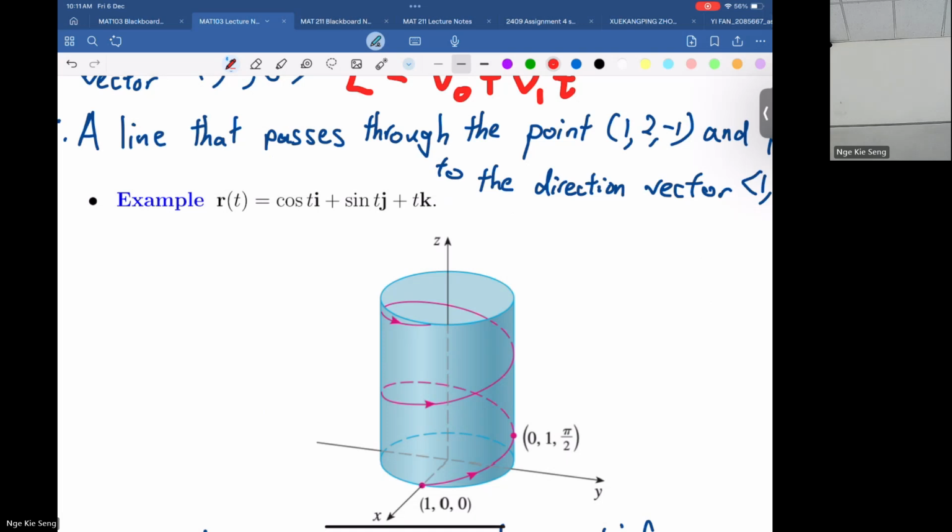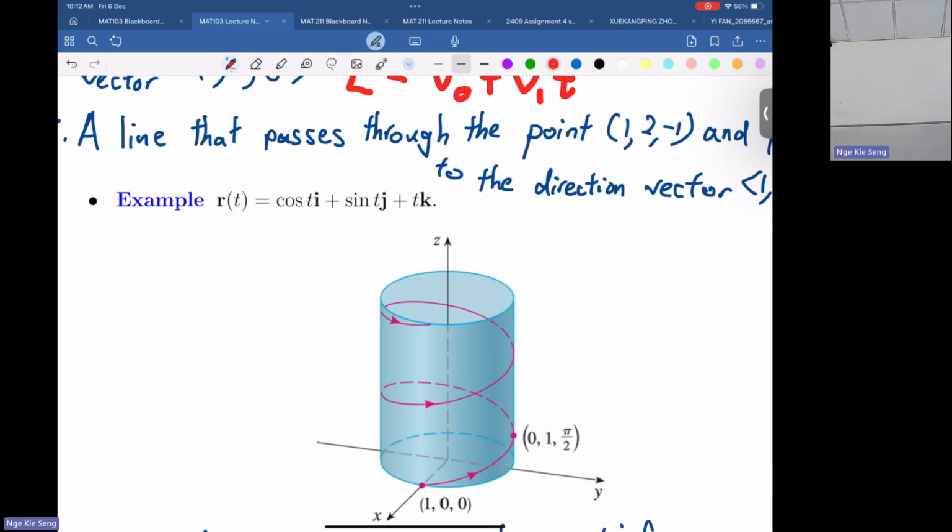Cos t and sin t will satisfy what equation? A trigo equation, for example. Cos square plus sin square equals to 1. So meaning what? Meaning this x and y coordinate will stay on the circle.